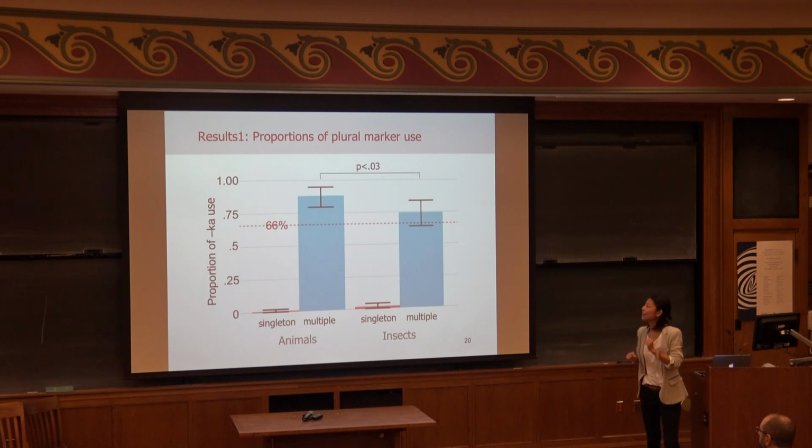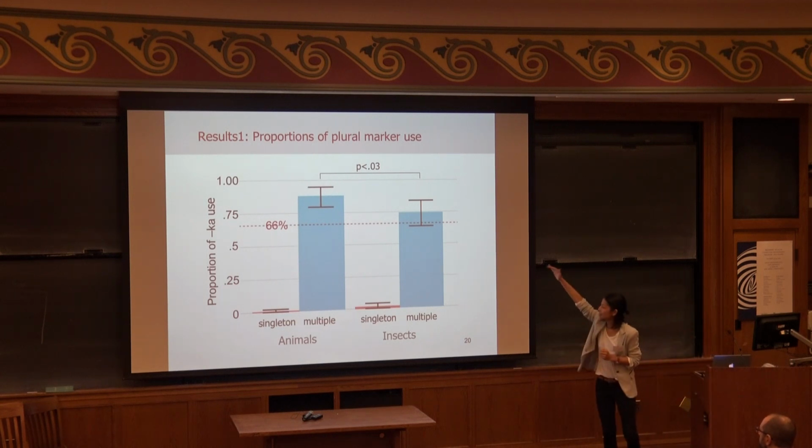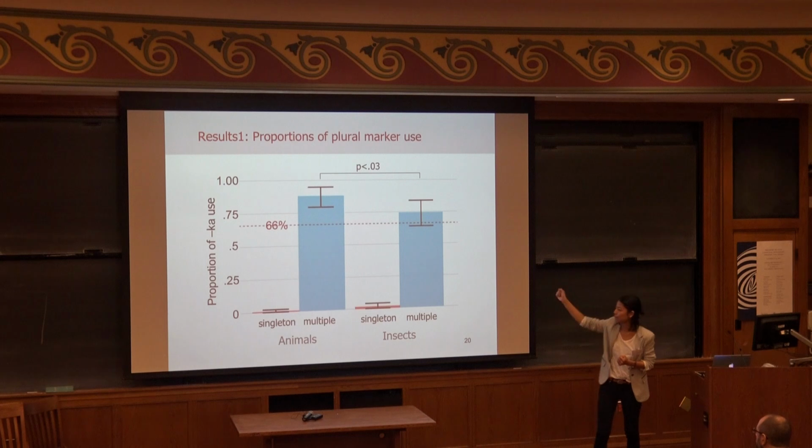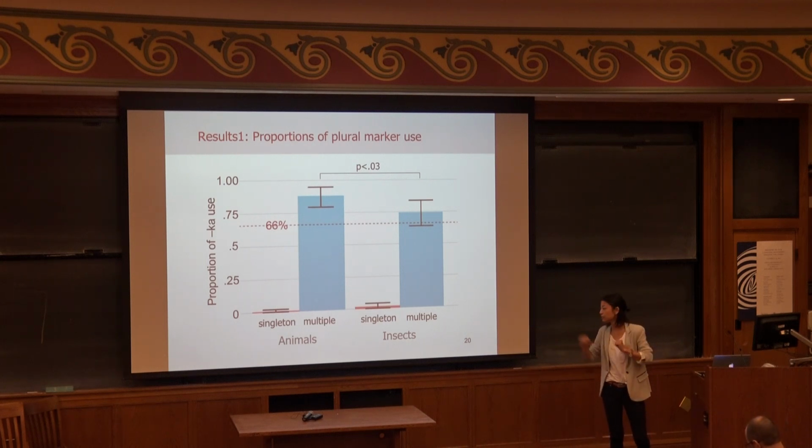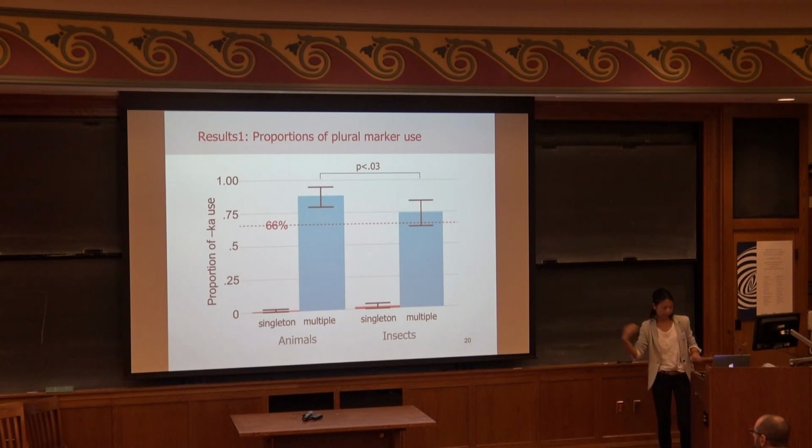So in the sense that, even though the form predictability in the input was exactly the same for animals and insects, when they're asked to produce sentences, they're less likely to use ka for a particular class of nouns, where the meaning of plural is more predictable.